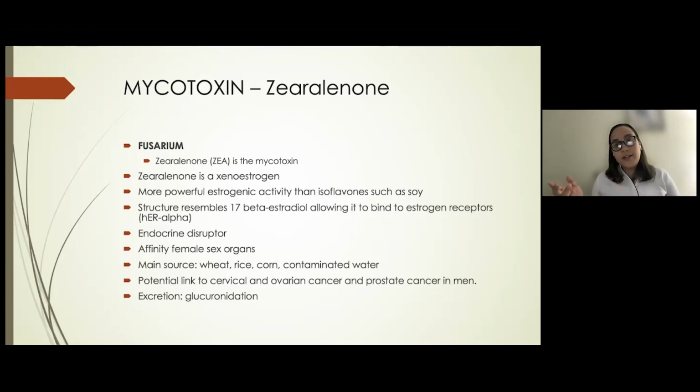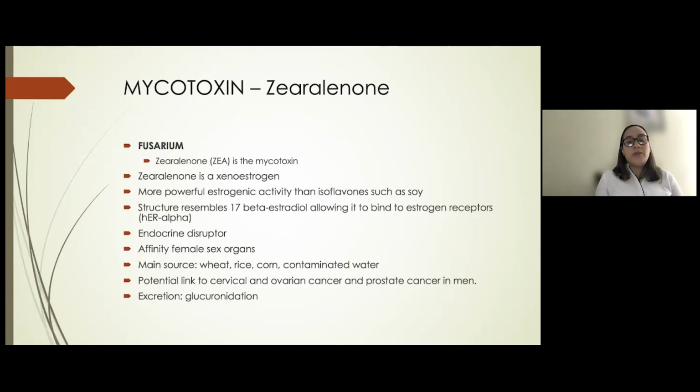But then what happens when your Dutch comes back and there's no estrogen dominance? They have a beautiful follicular phase, luteal phase, estrogen. So then what? Look for Zea. Look for this mycotoxin because it is a powerful xenoestrogen, even more powerful than isoflavones like soy products. The structure resembles 17 beta estradiol, which allows it to bind to estrogen receptors. It's a known endocrine disruptor. It has a high affinity for female organ systems.